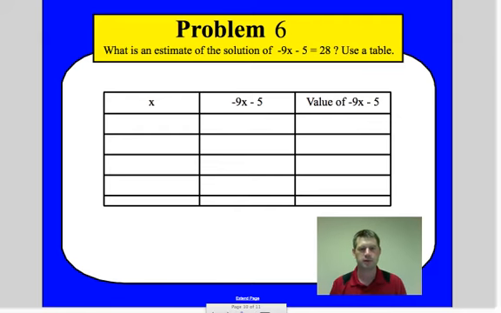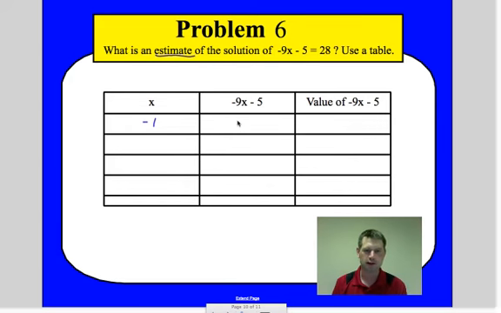What is the estimate of the solution of negative 9x minus 5 equals 28? So the same thing, but we're using the word estimate up here, so keep that in mind. More than likely it means that we're not going to be able to find the exact answer. So in this case we're kind of hinting at that. Again, we're just picking some numbers. I'm going to start off by giving you some. This is just education. I know where to start, and I've done enough problems to know what the estimate should be.